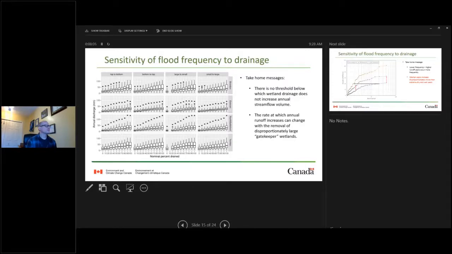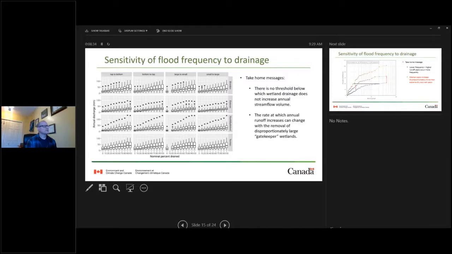And we really struggled with this one about how to deal with the sequence of wetland removal and drainage, because it's so driven by local circumstances. And so we tried a number of different things. We drained from the top to the bottom, the bottom to the top, the large to the small, or the smallest to the biggest, all to find out what would happen. And in general, what we found is it really doesn't matter so much.